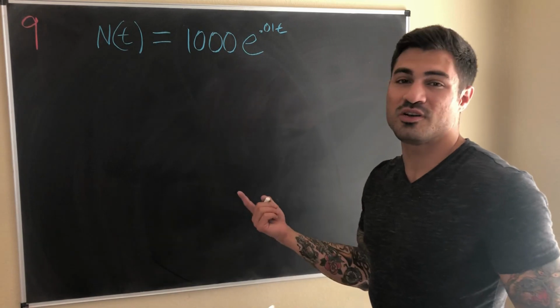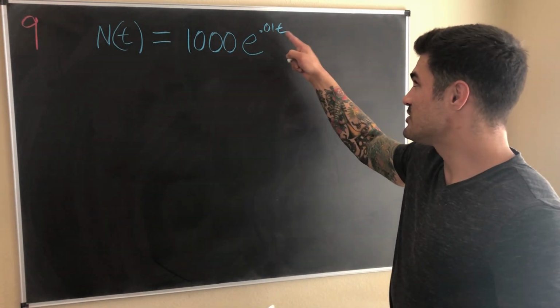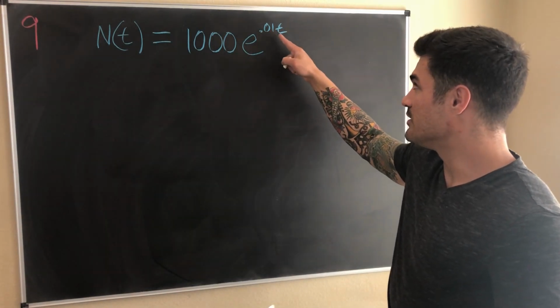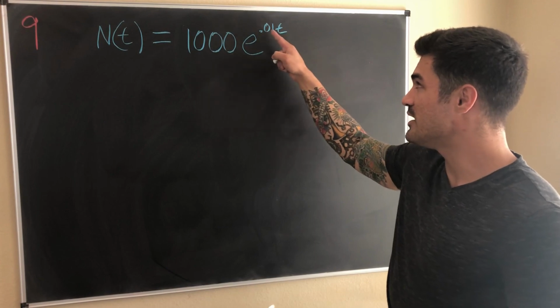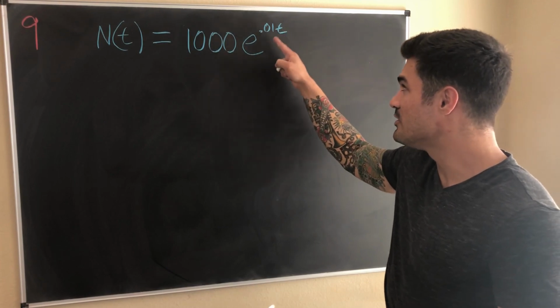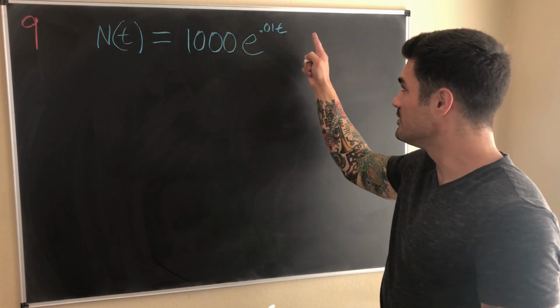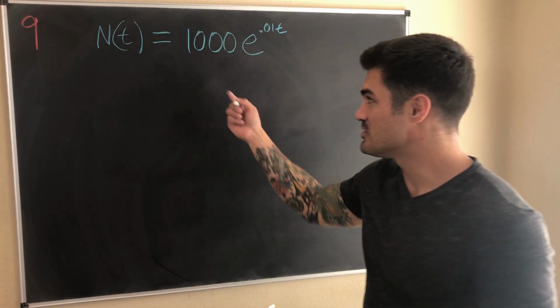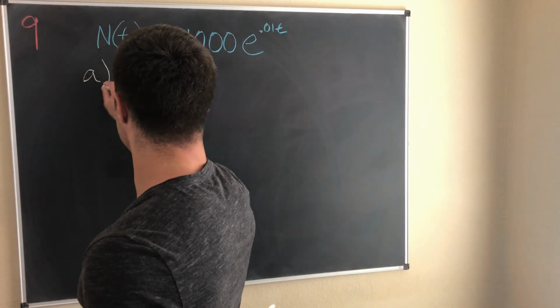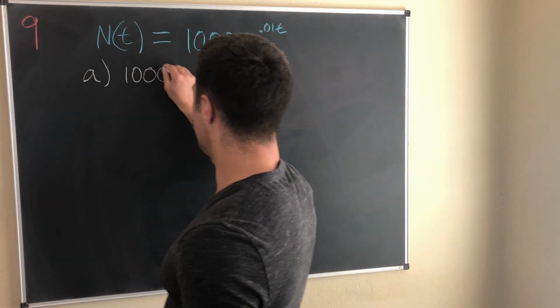So we can literally just plug 0 in for t. So when I plug 0 in for t, I get 0.01 times 0. That's just 0, right? Anything times 0 is 0. So that's 0. E to the 0, well, that's 1. Anything to the 0 power is 1. So I have 1 times 1,000. So for part A, my initial amount, it's just 1,000. And what can we notice? Can we get a pattern from this?